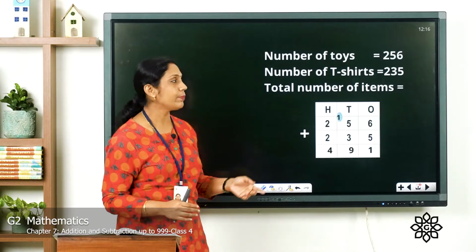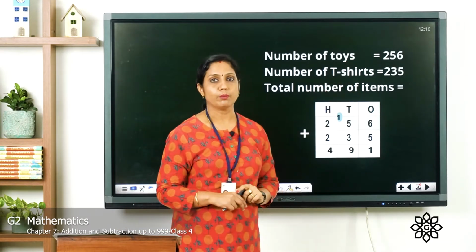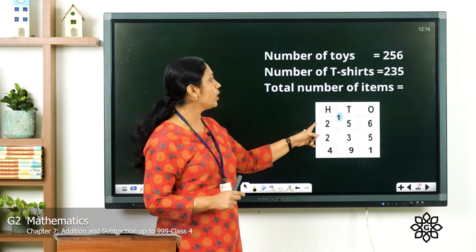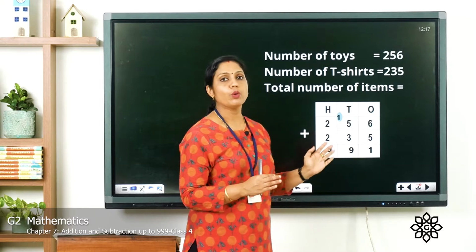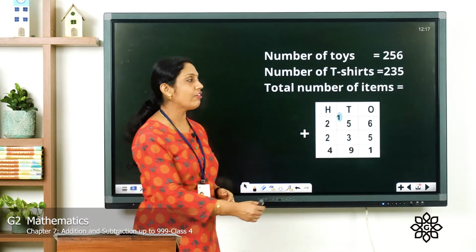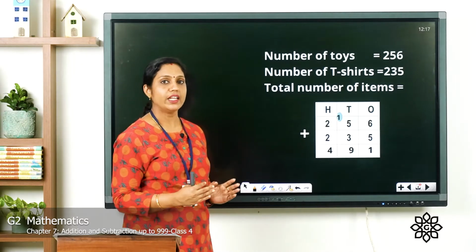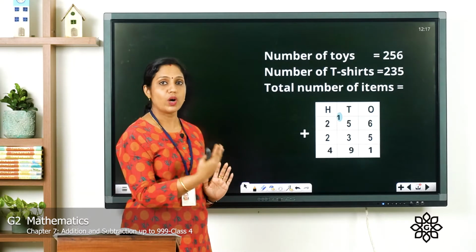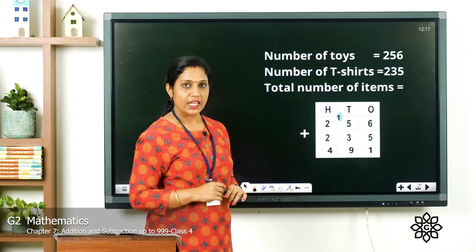Now we have to find out total number of items. So what will be the next step? Total number of items. We have to add these two numbers. So let's check. 256 plus 235. Both are 3-digit numbers. So we have ones, tens and hundreds. Now let's add. For adding, what we have to do? We'll move on to the ones place first. So 6 plus 5 is equal to 11.